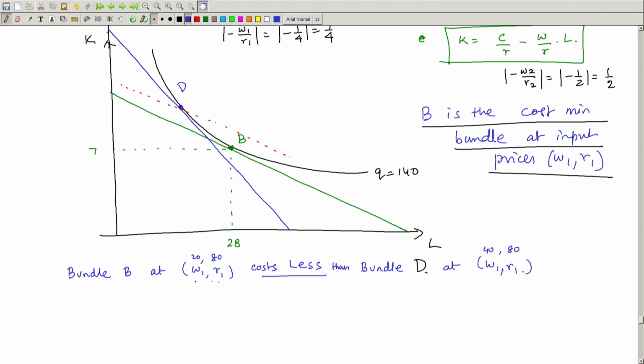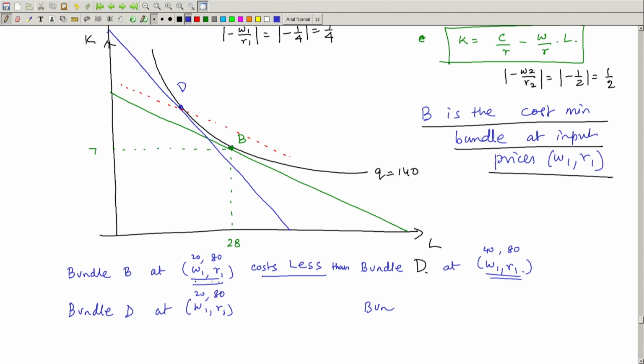So I wanted to first compare bundle B at W1 R1 with bundle D at W1 R1, right. I am keeping the input prices the same, and I asked between these two bundles which is the costlier bundle. Now that must be bundle D because the red ISO cost line is parallel to the green ISO cost line. So it must have the same slope as the green ISO cost line, which is minus 1/4, right. So bundle B is the cost minimizing bundle at input prices W1 R1, so it must cost the lowest amount of rupees.